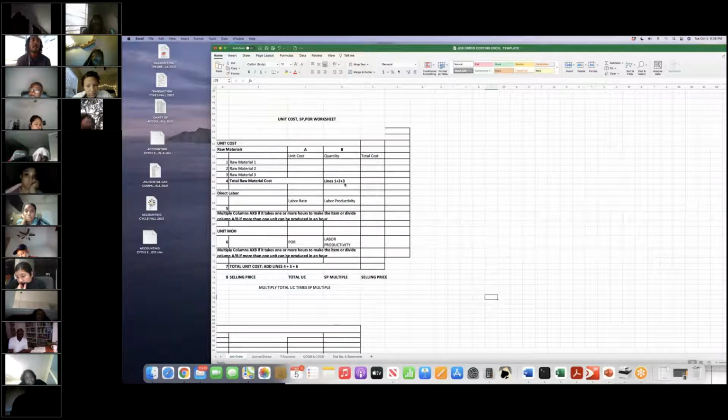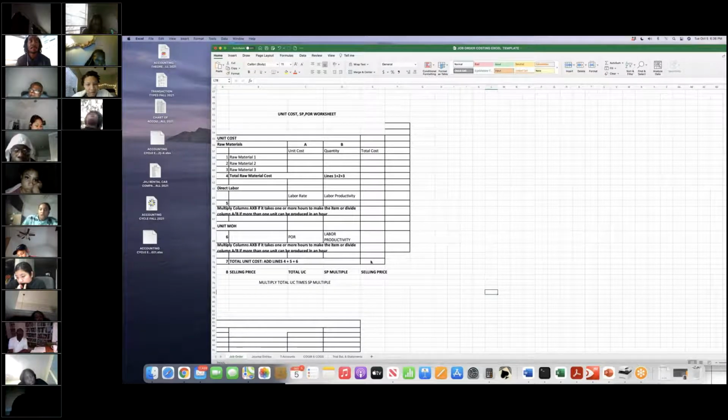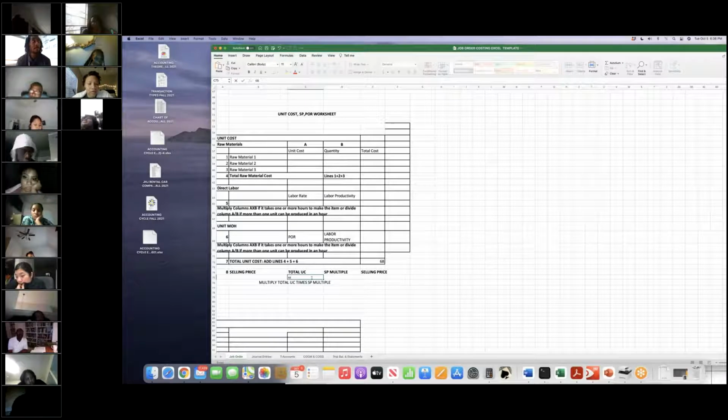So we've done the unit cost worksheet. And based on this unit cost worksheet, we said the total cost was 68. And our selling price multiple was what? I think it was 3. Right, 3. So 68 times 3, what's our selling price going to be? 204.